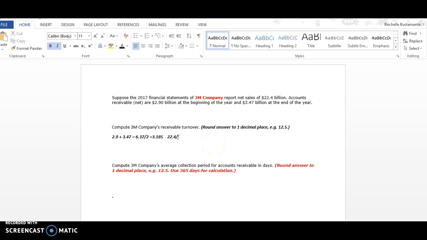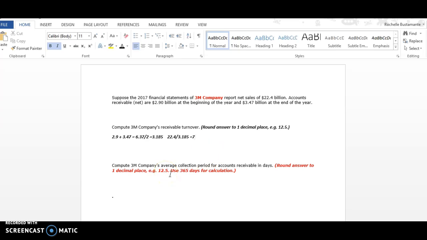So now we will take our net credit sales of 22.4 billion, divide that by our average net receivable of 3.185. That will give us our turnover. 22.4 divided by 3.185 is 7.03. We're going to round to 7 as our turnover.